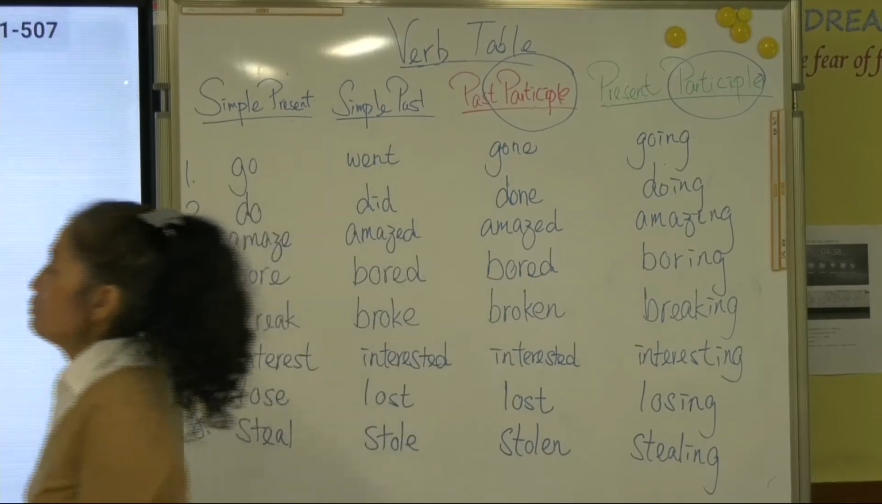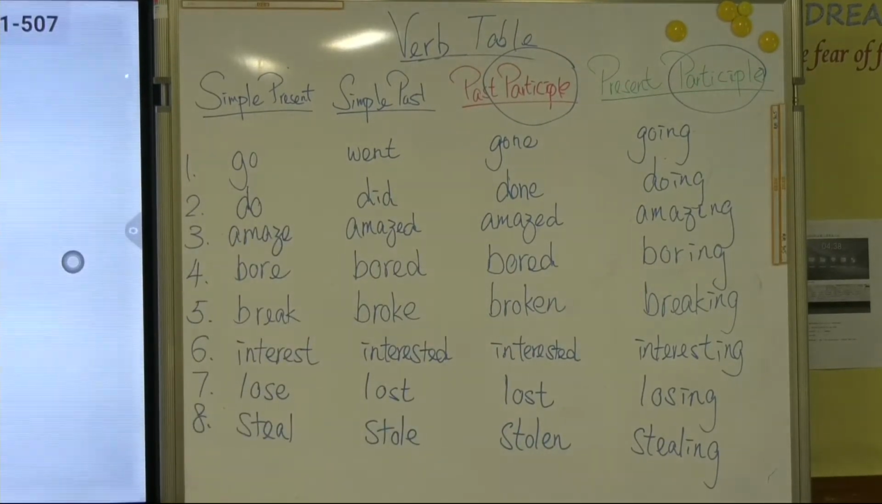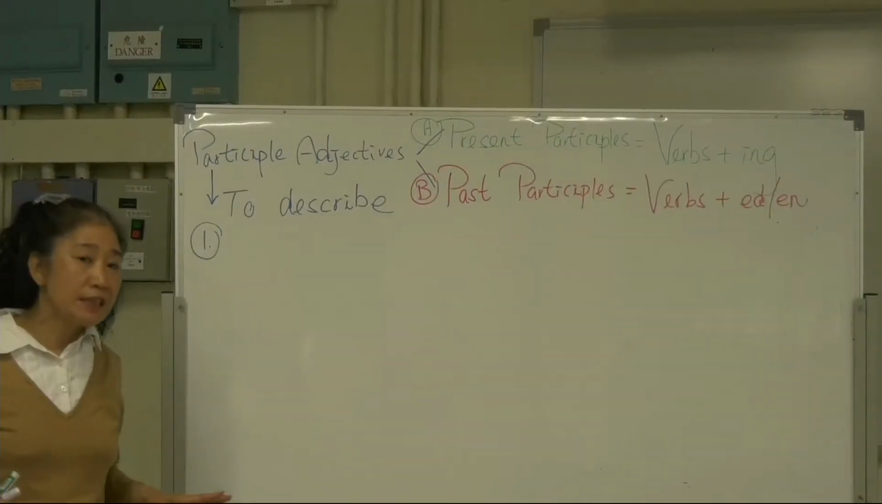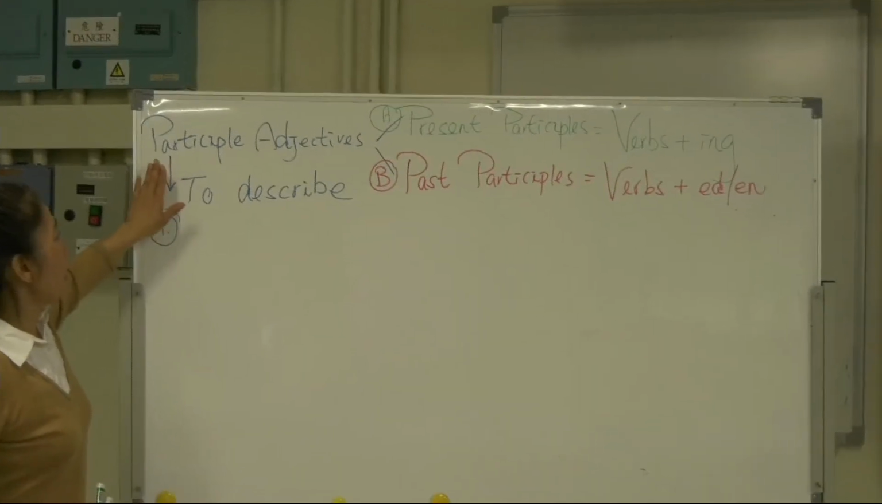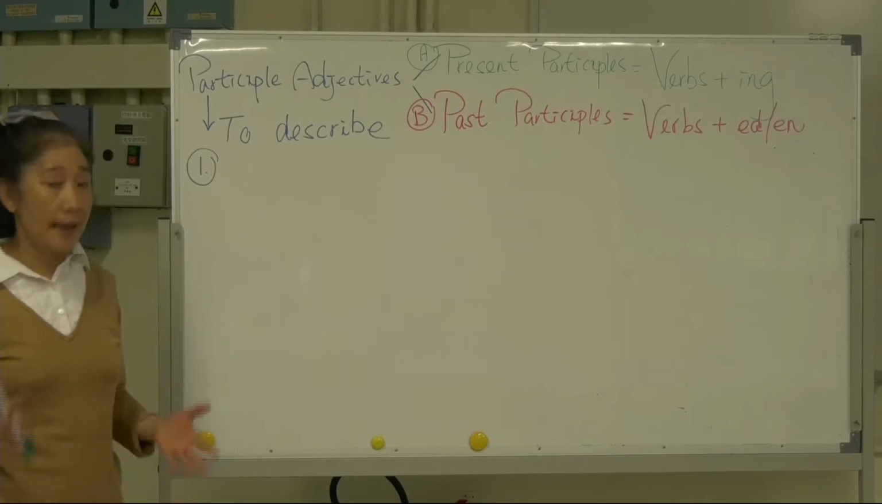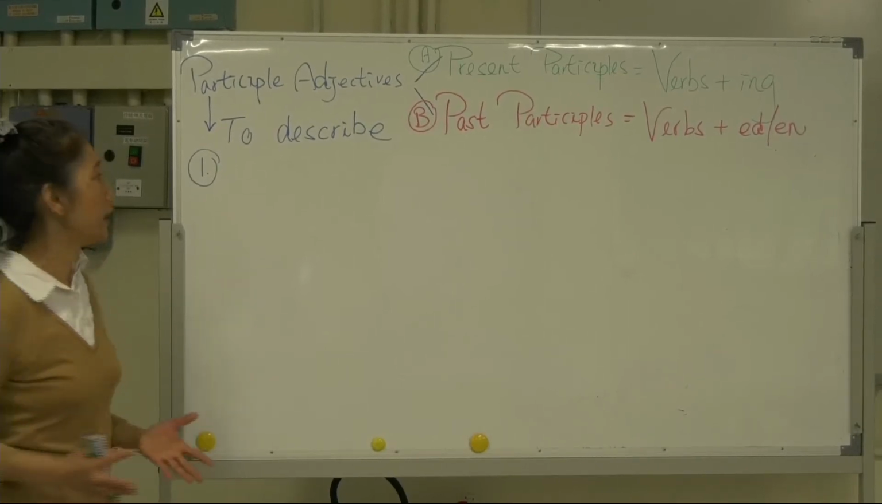So basically, I would like to teach you participle as adjective. Why do we have to learn this? Because knowing how to use verbs in different forms, then you can write very beautiful essay sentences. You can speak beautifully, all right?